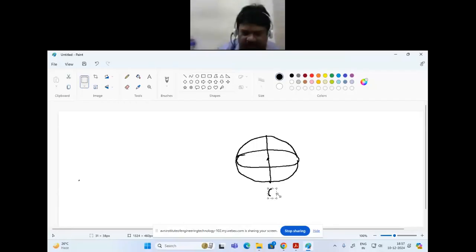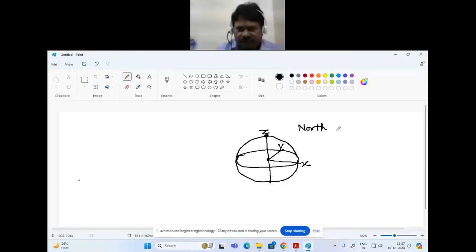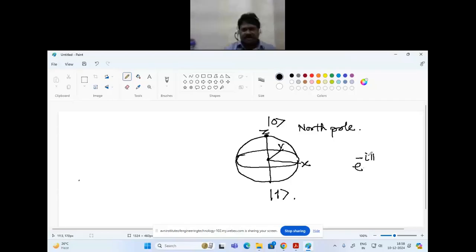The 0 state is on the top, right? The 0 state is in the top. This is the x-axis, this is the y-axis, and this is the z-axis. On top of this is the North Pole, we have 0, and in the south pole we have 1. Now you can imagine why I was talking about e to the power minus i pi by 2 or e to the power i pi by 4, because we will be moving around this, and this is a unit sphere. We call this a Bloch sphere, B-L-O-C-H.